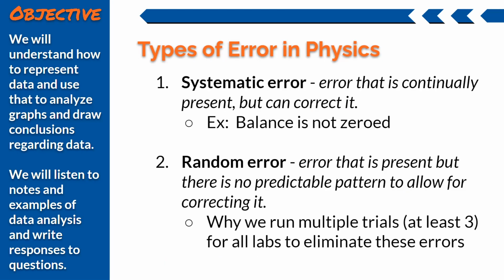All right, here you go. Types of error in physics. Okay, so there are 2 types of error that you need to address in a physics class. Systematic error is error that is continually present, but you can correct it. Okay, so if you are using a balance to measure your jumpy and you forgot to zero it, you're going to be off by that amount every time because it's a systematic error, but you can go back and fix that. Random error, on the other hand, is error that is present, but there's no predictable pattern to allow for correcting it. Okay, that's why we run multiple trials.